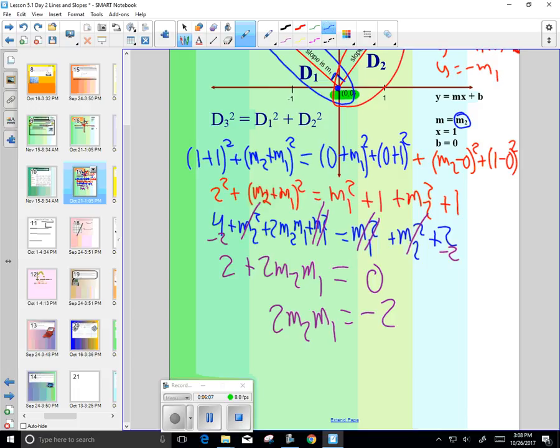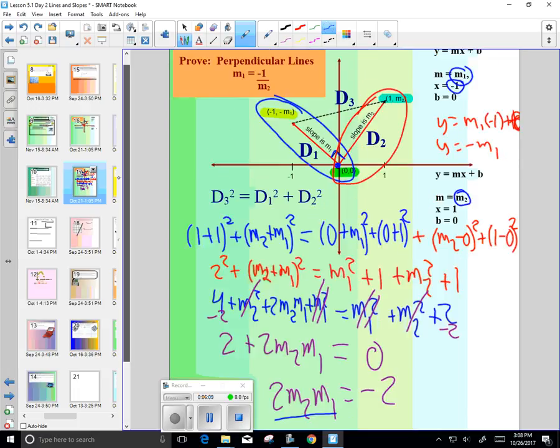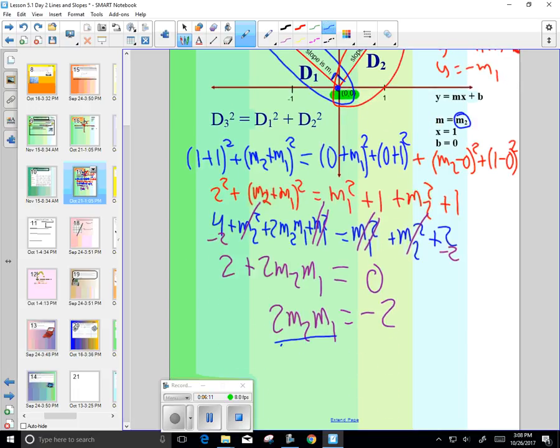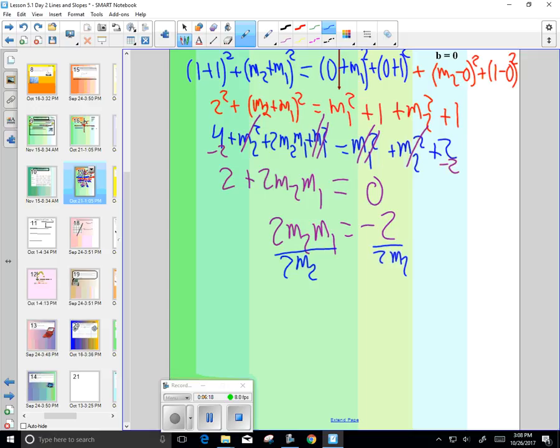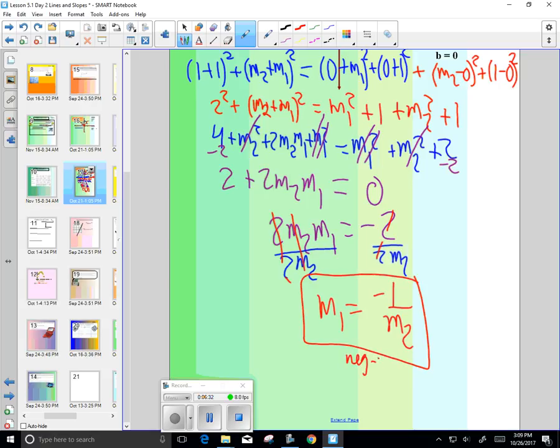Divide both sides by 2m2, and you get the final, wonderful, predictable formula that you know about. It's m1 equals negative 1 over m2, or as we usually call it, the negative reciprocal. Isn't that neat? So there's the proof.